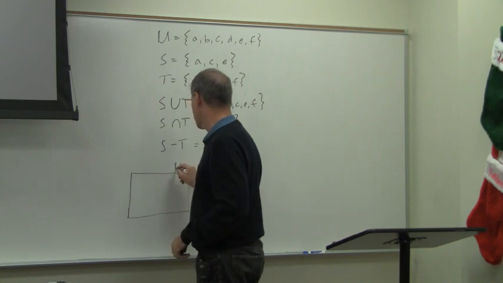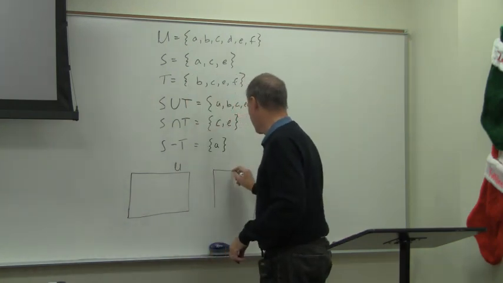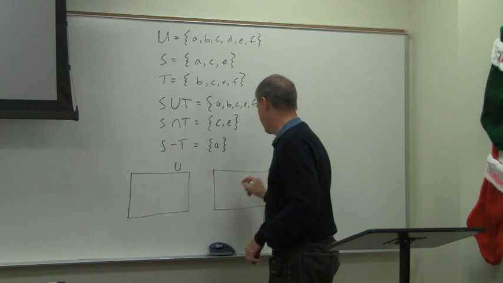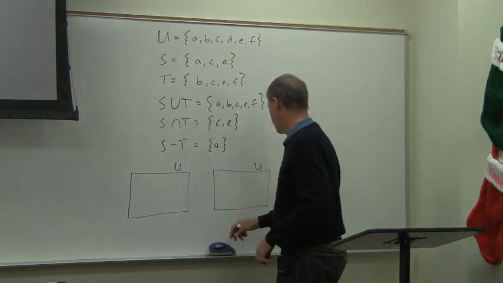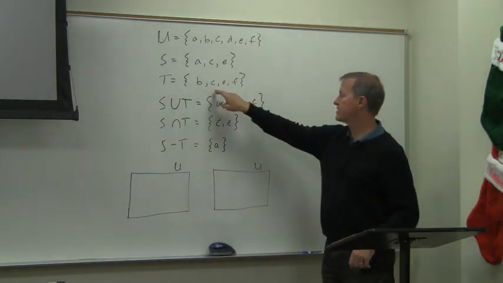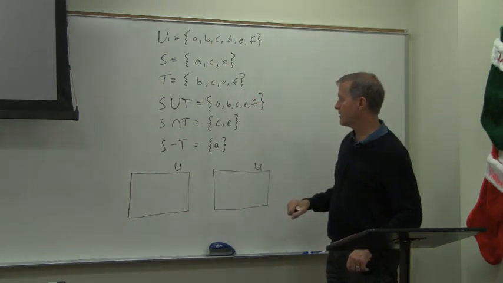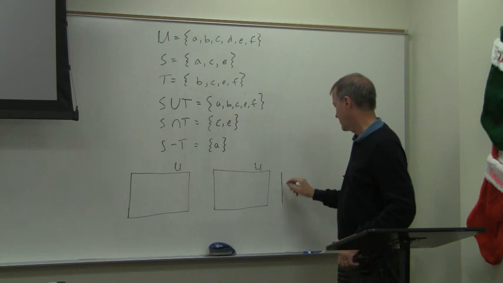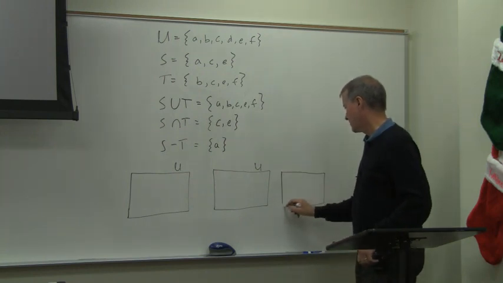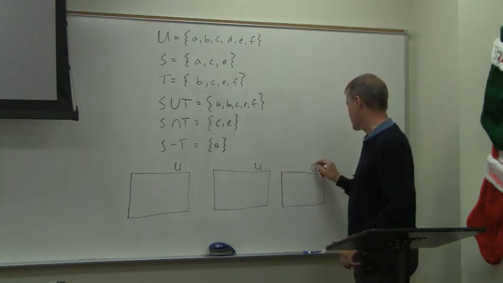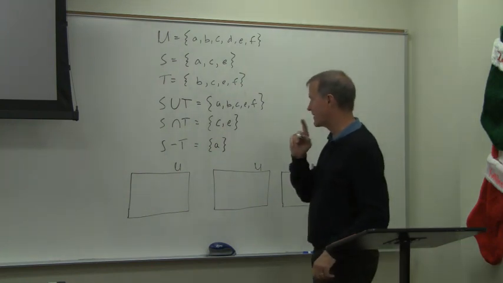So if this is U... Wait, is T supposed to be B, C, E, F? Are we good? I just understood that C was... Now, see, the set difference might be one that you're not quite familiar with.